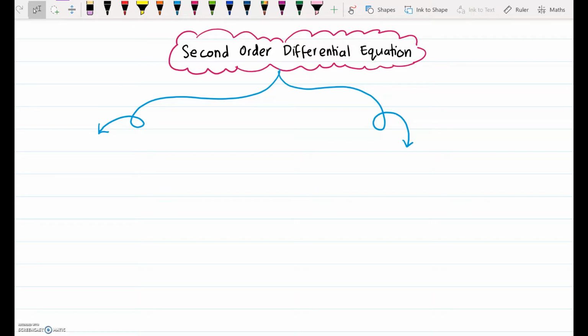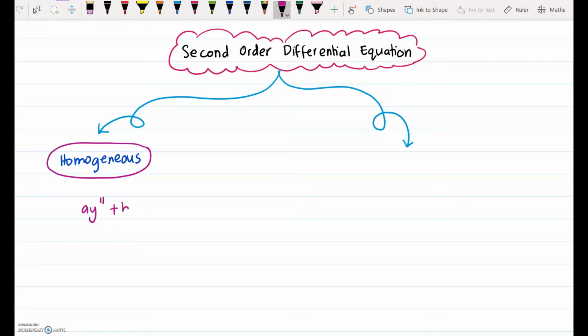In the previous video we discussed second order differential equations. We have two types. The first one is the homogeneous second order differential equation, where the general form is written as ay double prime plus by prime plus cy equals 0.